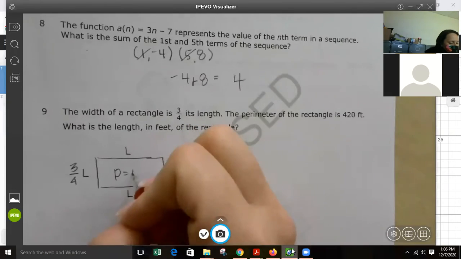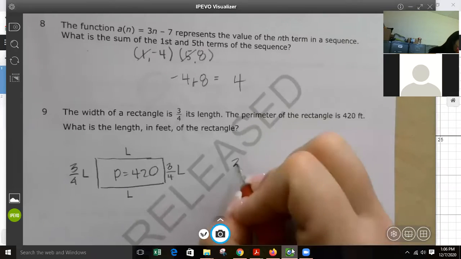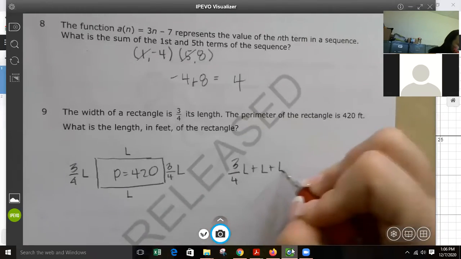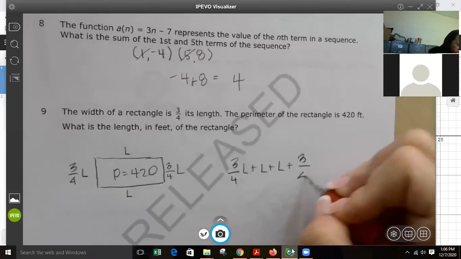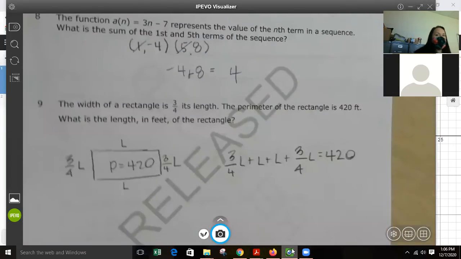It says the perimeter is 420. What does that mean, the perimeter? Yeah, we just add the outside up. So that's what we're going to do. We're going to add the outside. So 3/4 L plus L plus L plus 3/4 L equals 420.